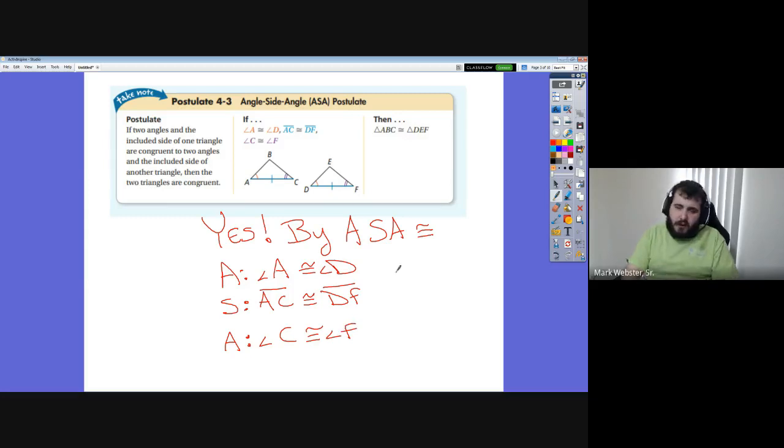And so here's what I have, and here's what I know. You'll notice the two angle pairs, the letters are the same as the side pair, right? Angle A and angle C, side AC. Angle D and angle F, side DF. That's another way that you can double check to make sure that what you're doing is right.